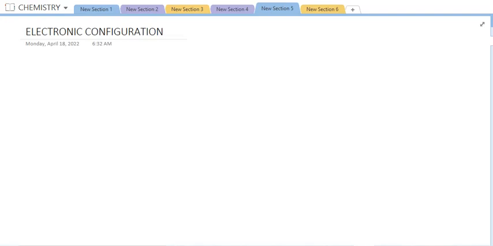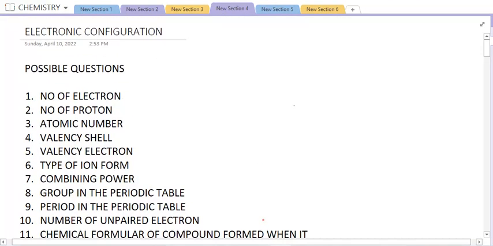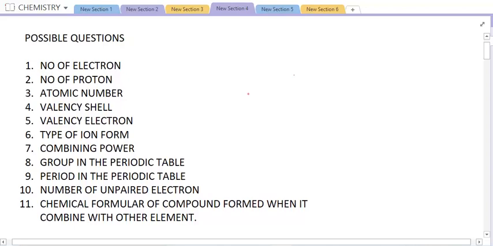Now, like I told you in the last video class, there are some possible questions that examiners can ask you, just giving you the electronic configuration of an element. Now, what are these possible questions? Let us run through them. Given the electronic configuration of an element, the examiner can ask you the number of electrons, the number of protons, or the atomic number of the element.